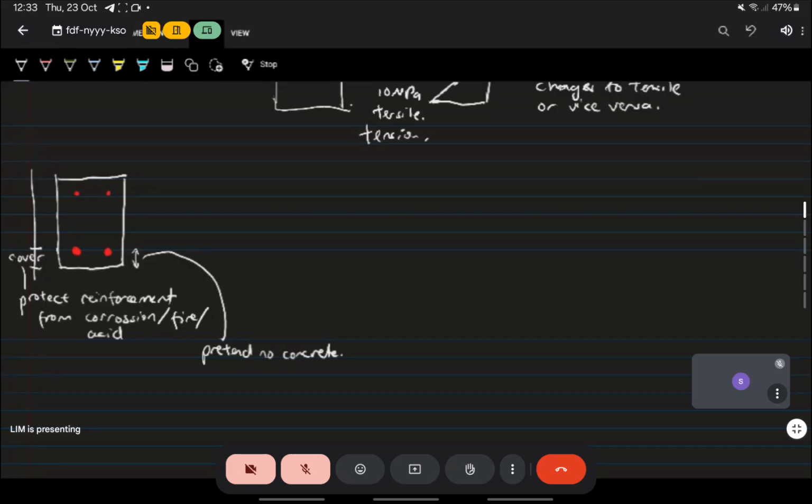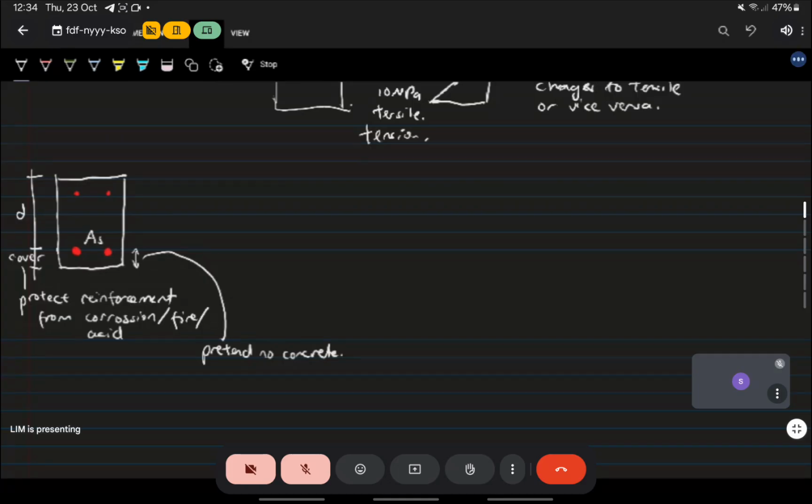Next is the remaining height above. We call it D. This is the design height of the concrete, the rest of it. Next, we have AS, which is the area of the reinforcement. You see the two red dots, the reinforcement. AS is basically the area of the left reinforcement plus the right reinforcement. You add it up, you get the area.